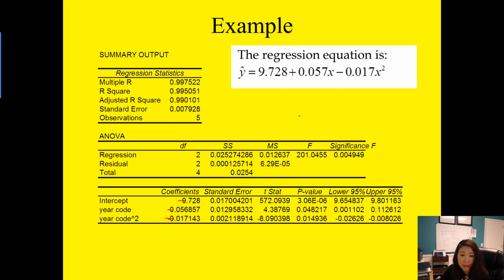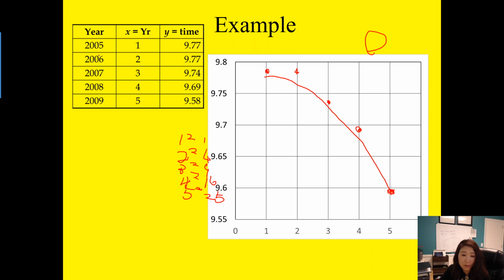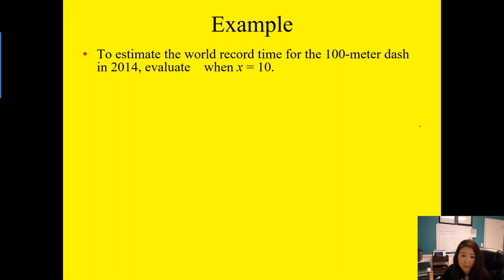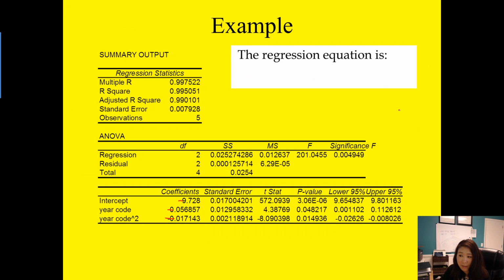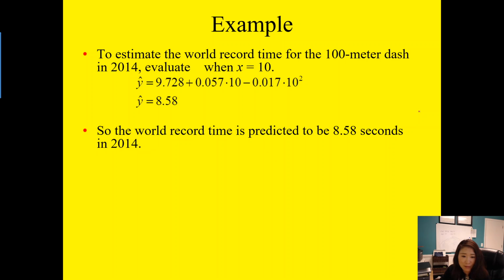We plug them back in. Now, if you look at the original question, we were also asked to estimate the time to break the record when the year is 2014. If 2005 is 1, then 2014 will be 10. Then you plug back into the equation, and you got 8.58, and you notice, wait a second, does that make sense? This is the wrong way to answer.